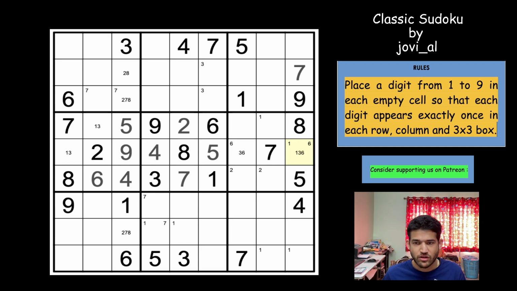Okay, I'm looking at this column now. 4, 5, 7, 8, 9. So 1, 2, 3, and 6. So this is a 2, 6. This is a 1 and 2, and this can take 4 candidates, so leave that for now. 1, 3, 5, 7, 4, 6, 8. So this will be 2, 9.